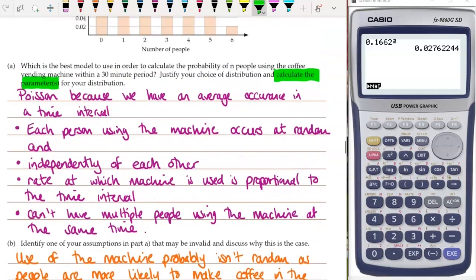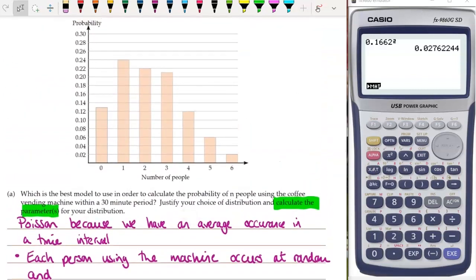Okay, so we need to work out lambda on this one. If I put the values on here, we've got 0.13, 0.24, 0.22, 0.21, 0.12, 0.06, and 0.02. And for lambda, we do the value times its probability.